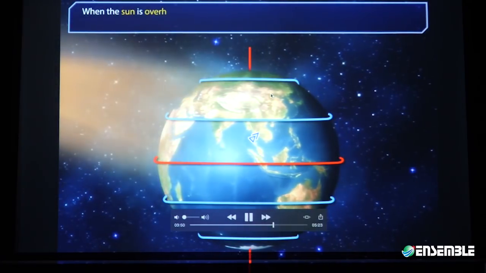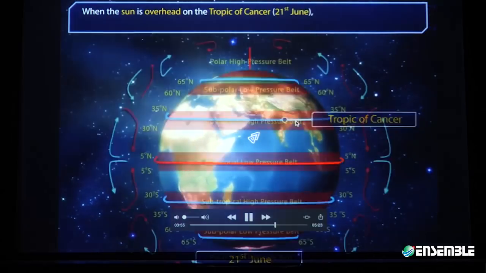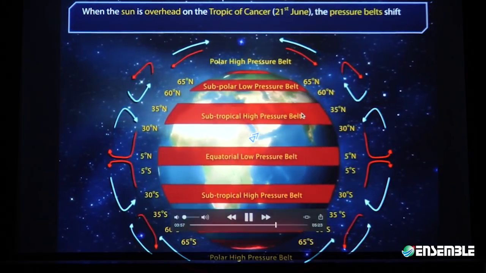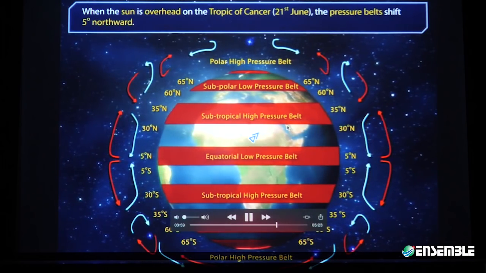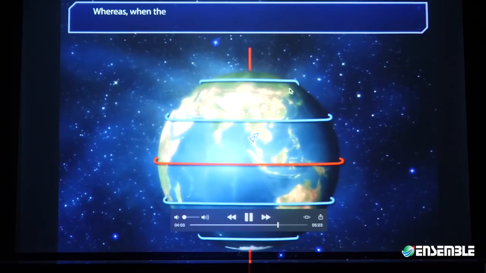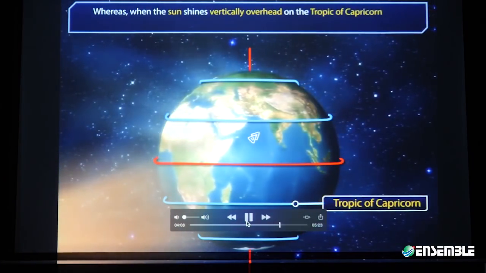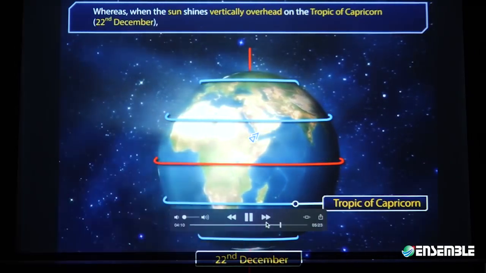Now we are going to pick up the one case when the sun is overhead on the Tropic of Cancer. That is where it is going to be, Tropic of Cancer. The pressure belt has shifted towards north, and just going to take a look at this pressure belt that is another of this look.